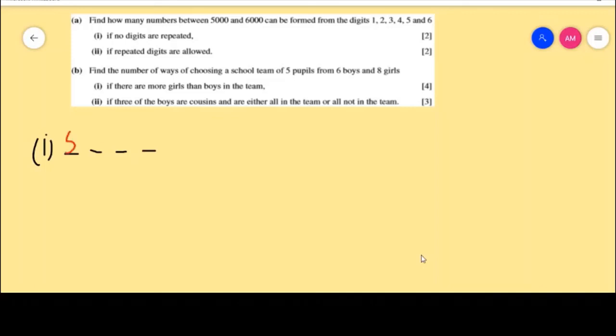It must start with 5. If it starts with 4 or anything less, it will be less than 5,000. If the number starts with 6, it will be more. So definitely it has to start with 5. If I start with 5, it means I've got these digits remaining: 1, 2, 3, 4, and 6.